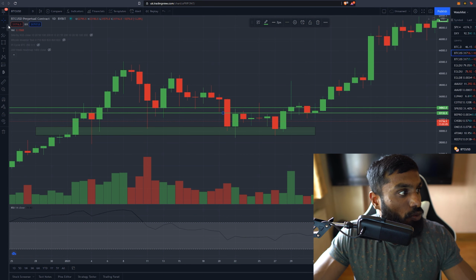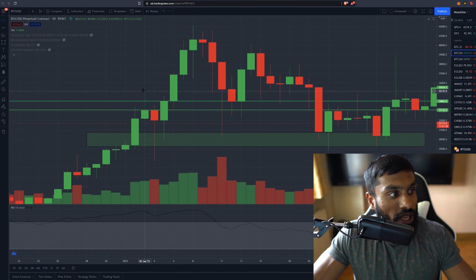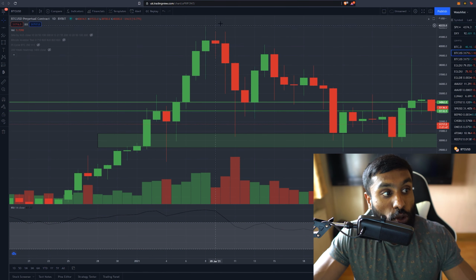Let me zoom in a little bit for you. We can see how we had a wick here, rejected, wick all the way up, closed below, wick again. Then we closed the candle above. We then broke above and retested this area. You can see that wick coming in, right? For support, before moving up further.